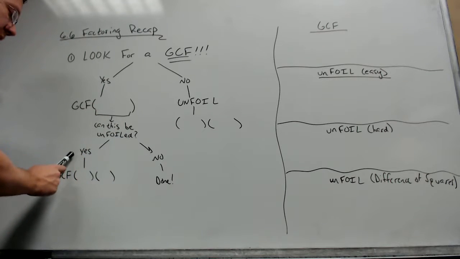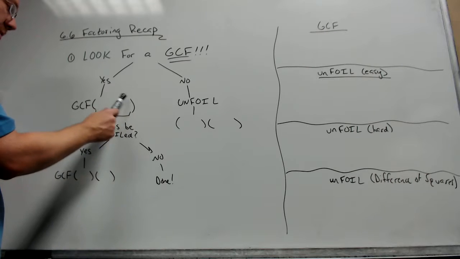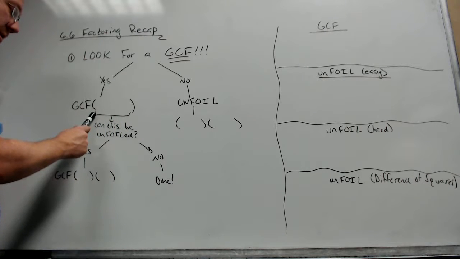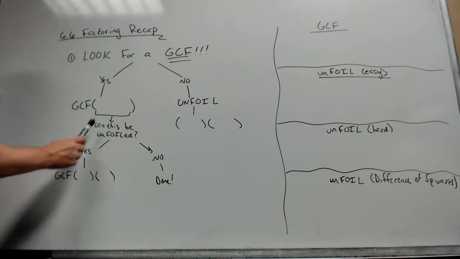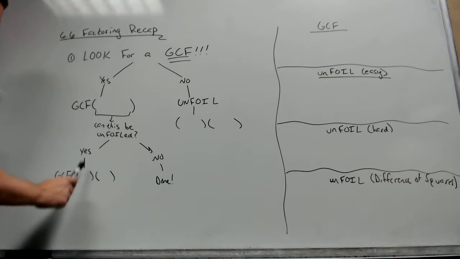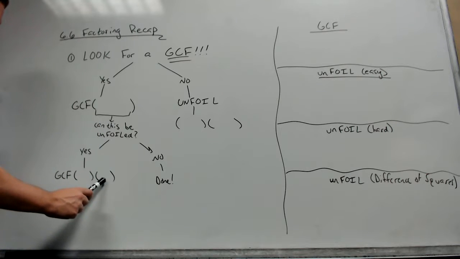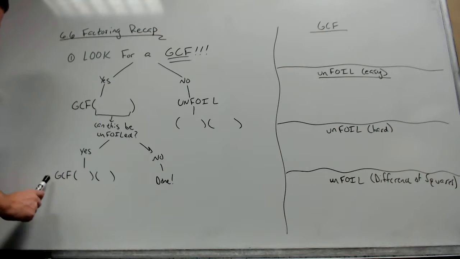If the answer is yes, that this polynomial is still factorable, that would mean that you see that you can unfoil it. So if it can be factored any further, you'd have a GCF out front, but this polynomial here would be broken into two smaller unfoiled factors. And this would be your final answer. So here's a nice little flow chart of how your thought process should go when you're approaching factoring of any polynomial.